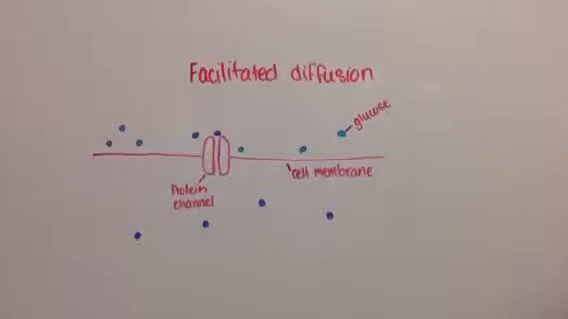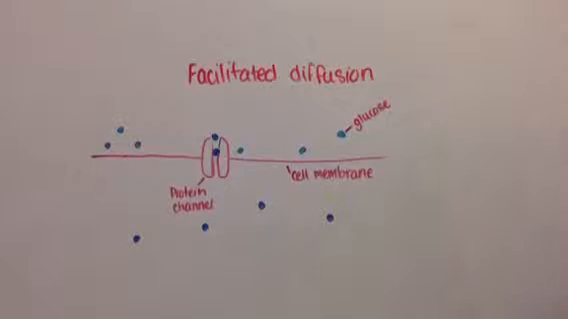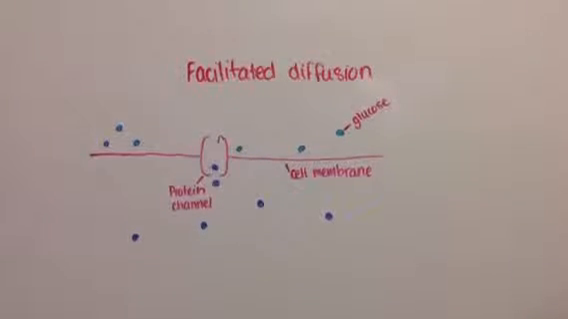In this animation, glucose is moving through the cell membrane, but it's going through a protein channel instead of pores in the membrane.